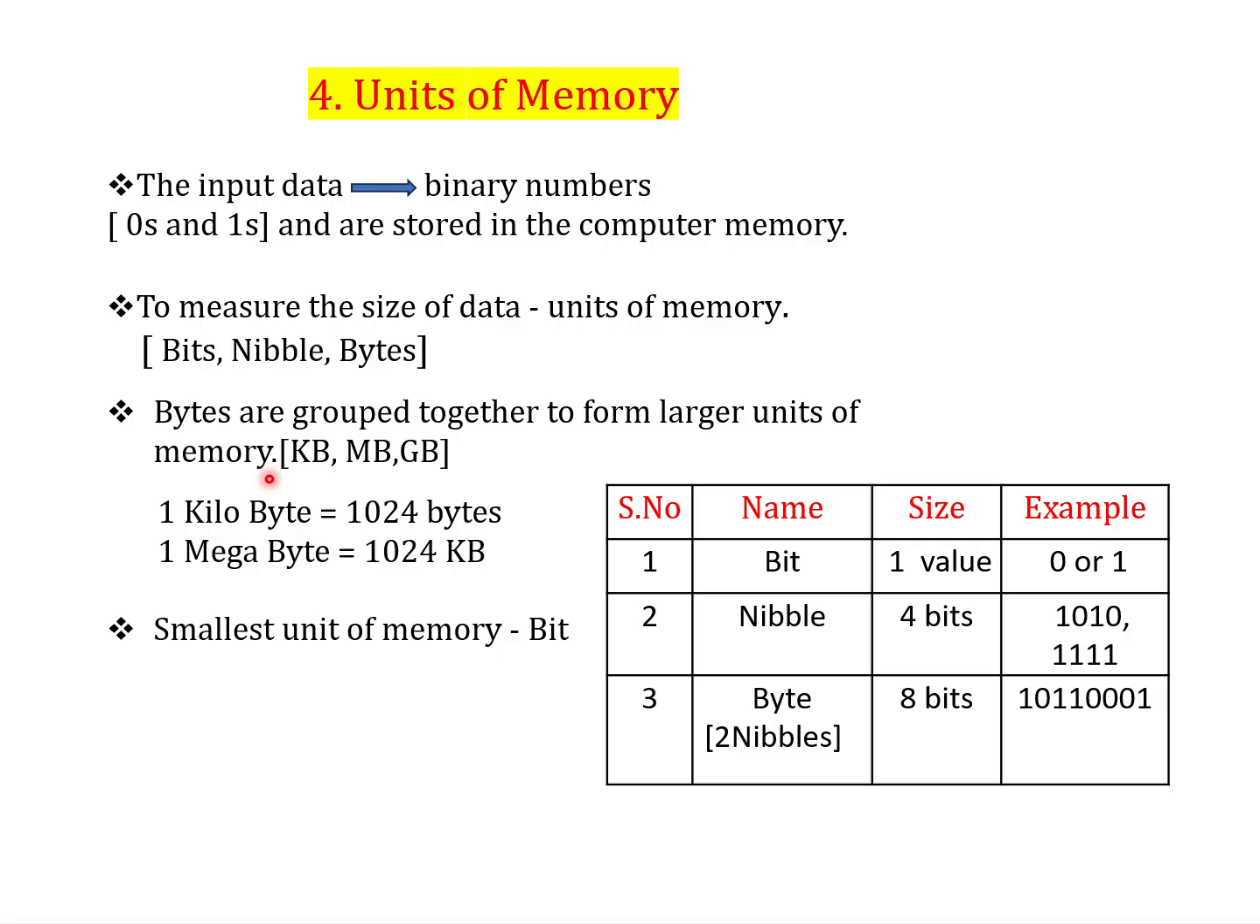For example, if we group 1024 bytes together, we call it 1 kilobyte. Similarly, if 1024 kilobytes are grouped together, then it is 1 megabyte. So the smallest unit of memory is the bit. Okay, so that is about the units of memory.